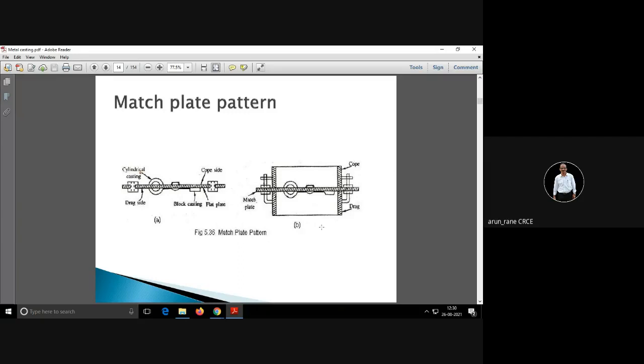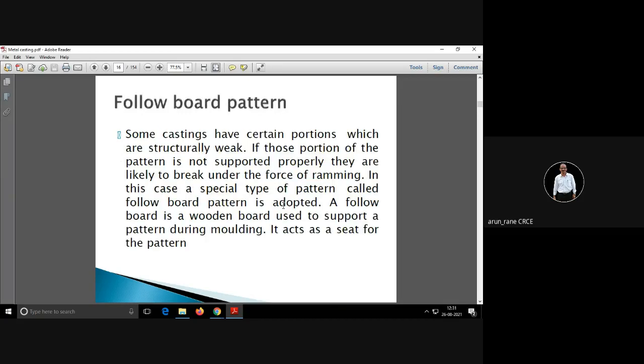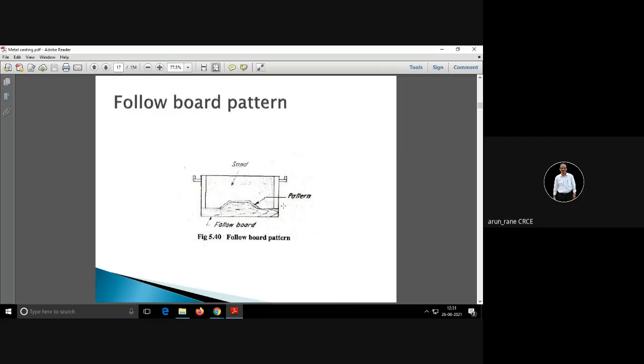Again here the matching is very important. The lower portion is drag, the upper portion is cope. This is your cope side, this is your drag side, and this is how it has to be matched properly. So this is your match plate which is kept, and once you see that it is matched properly, only then is your match plate removed. Cope and drag patterns are exactly similar to the split pattern. Then you have follow board patterns.